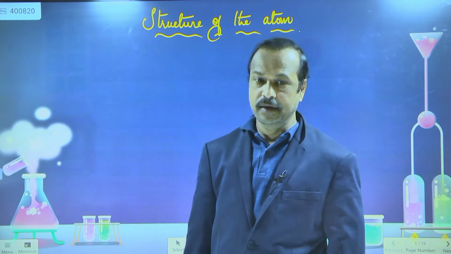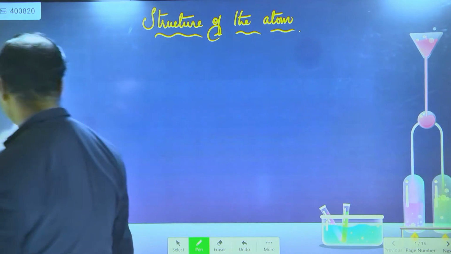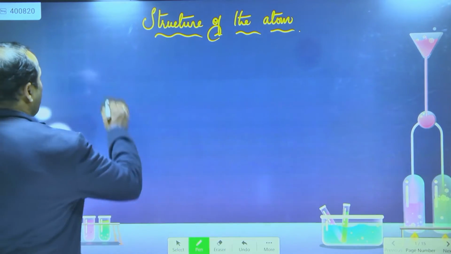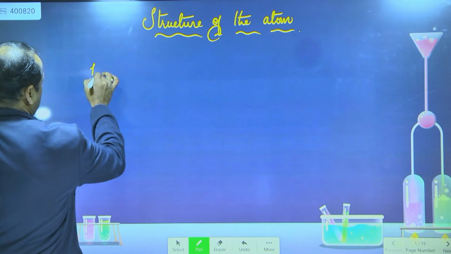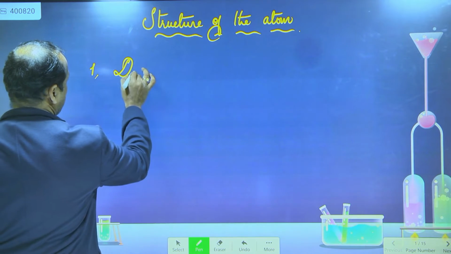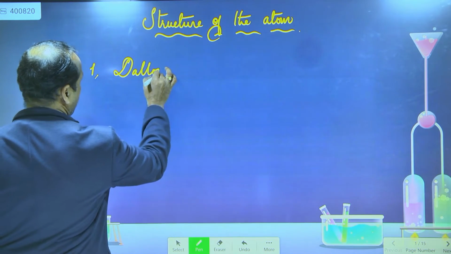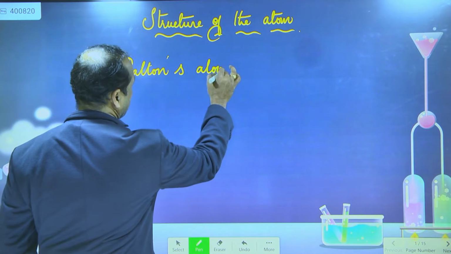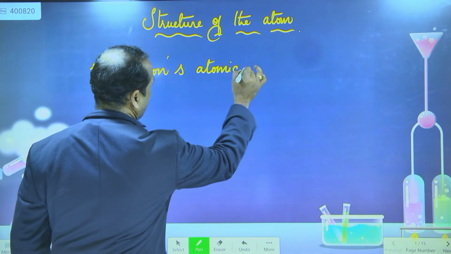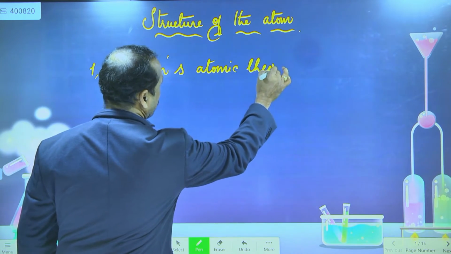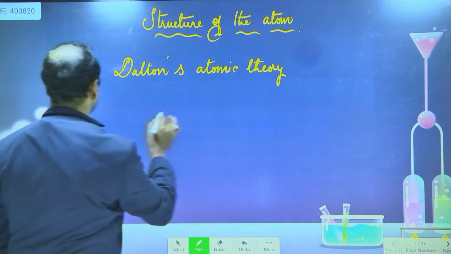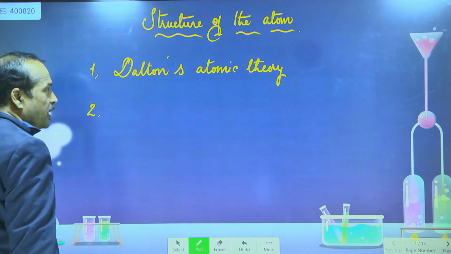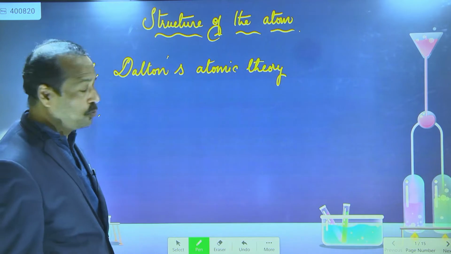Yes, sir. Right. So in this atomic structure of the atom, we are going to discuss first Dalton's atomic theory. First topic is Dalton's atomic theory. Then what we are going to discuss is after Dalton. So this is 1805. This theory was proposed in 1805.